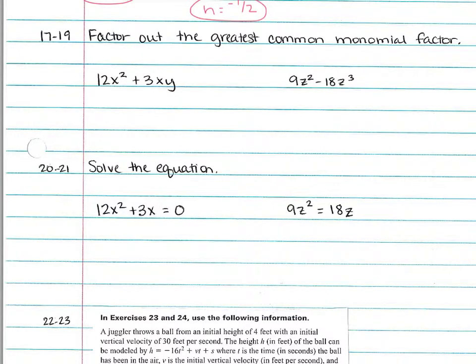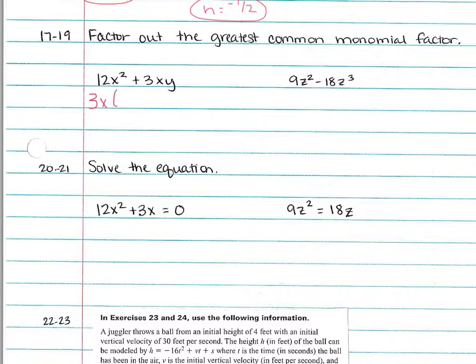In questions 17 through 19, you're going to be factoring out the greatest common monomial factor. So you're going to be looking for numbers and/or variables that they have in common to pull out to the front. So for this first one, I look at my 12 and my 3, and I can see that I can pull a 3 out of both of those. The first one has an x squared and the second one has an x. I can only pull out one x, and I cannot pull out a y at all, because the first one does not have a y.